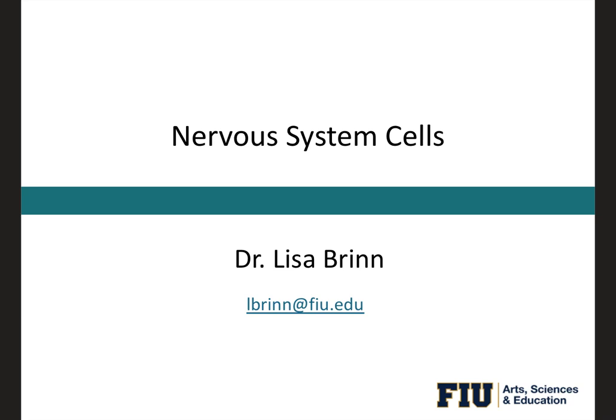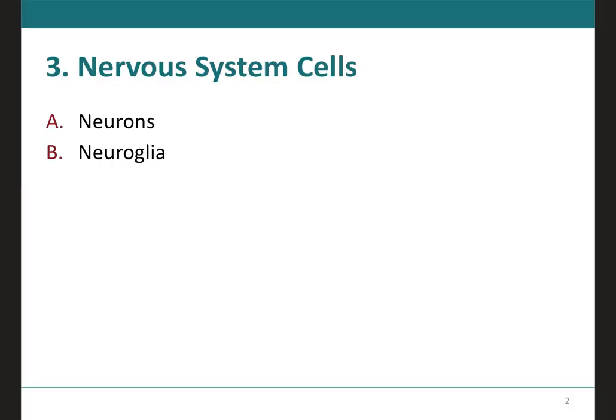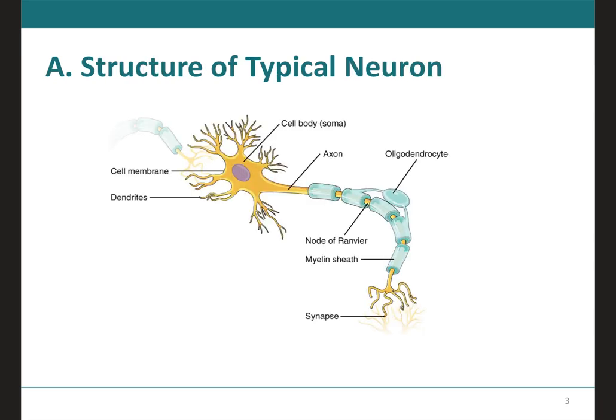Hi everyone, as we move along the nervous system lectures, now we're going to be talking about the cells that form the nervous system. Like I said earlier, there are only two main types of cells in the nervous system, which is amazing, and there are going to be the neurons and the neuroglia. Let's talk first about the neuron.